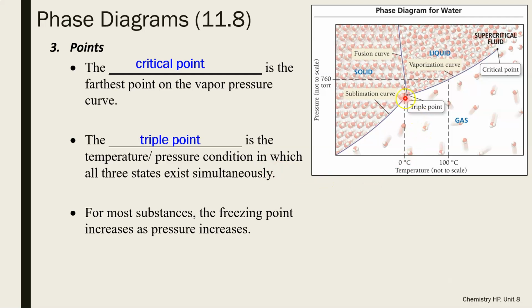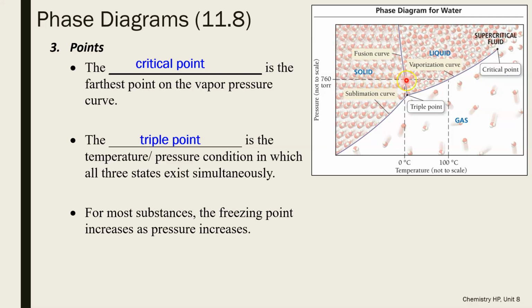The triple point, located right here where the three lines come together, is the temperature and pressure condition in which all three states exist simultaneously. Notice we're looking at water here, and maybe I ought to make a comment about water. This dotted line right here is at 760 torr, which is equivalent to 760 millimeters of mercury, which is equivalent to 1 atmosphere. We would refer to that as standard pressure. So that line represents normal pressure conditions.